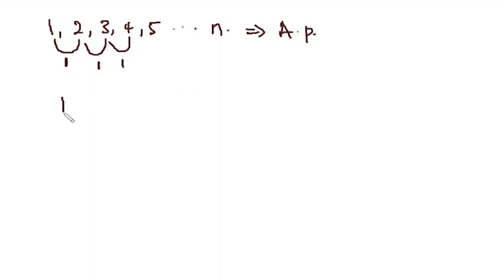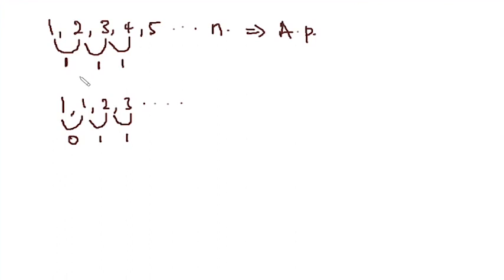But let's say you have a set of numbers 1, 1, 2, 3, or something like this. The difference between these two numbers is 0. The difference between this one is 1. The difference between this one is 1. So if you notice, the difference is not consistent. So this is not an arithmetic progression.